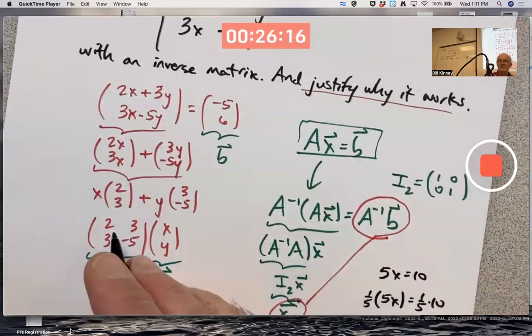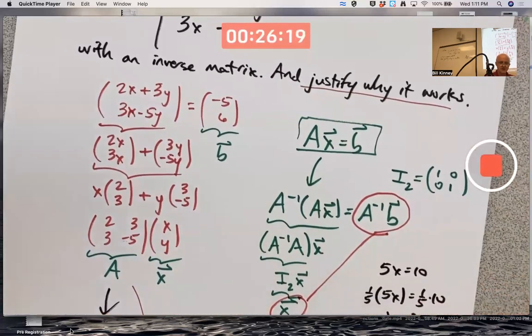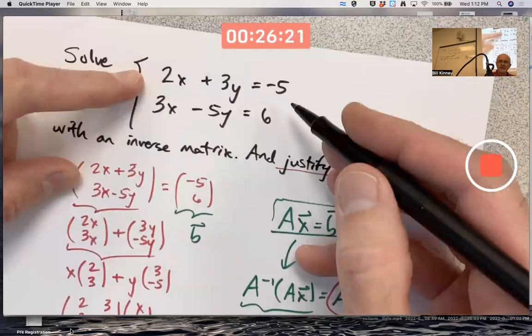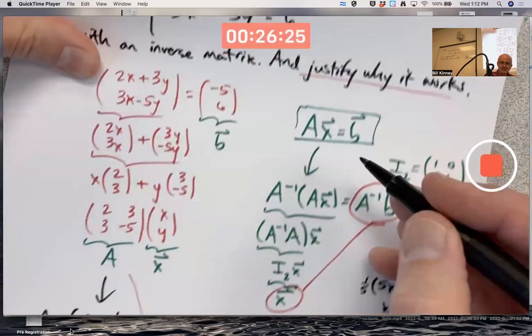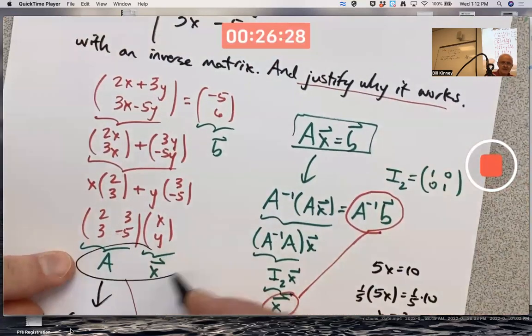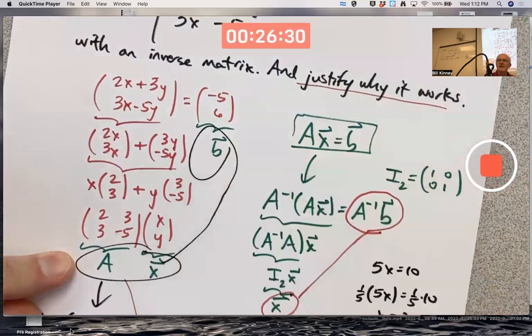I also reminded you of the definition of matrix multiplication to justify saying why we can write this system of linear equations in the form Ax equals b. That's what I've got here, Ax equaling b.